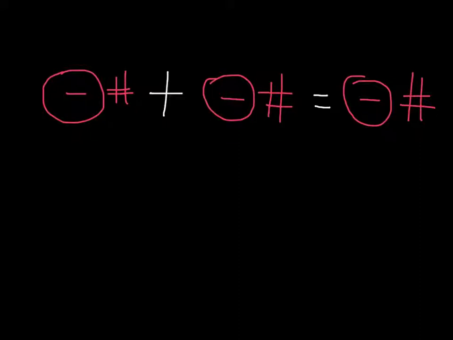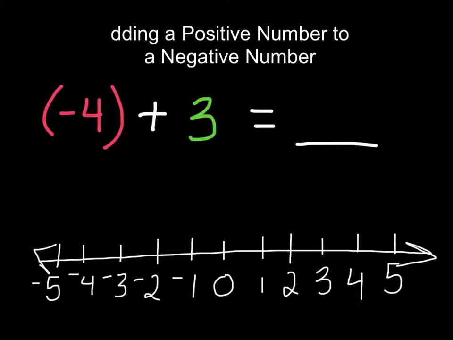It's important to take note that a negative number added onto another negative number will always equal a negative number. Now let's take a minute to discuss how you can add a positive number to a negative number. So in this example, I have -4 plus +3. Just like I did with my other operations, I will begin by graphing the first number in my operation, -4. So I will draw -4 on my number line.